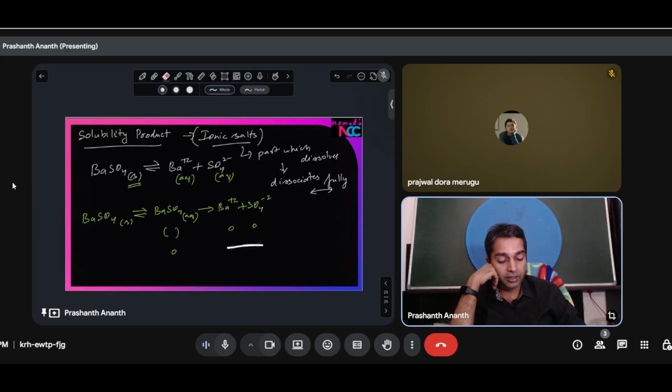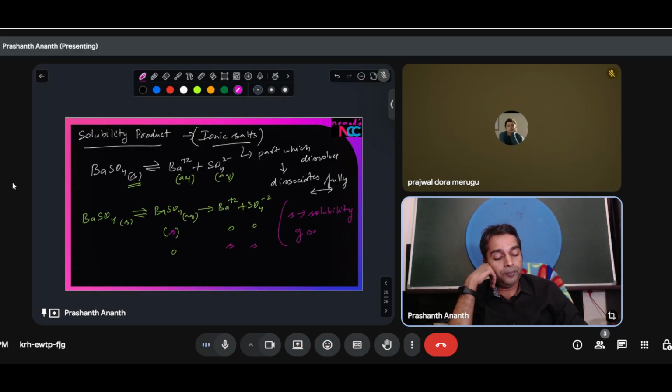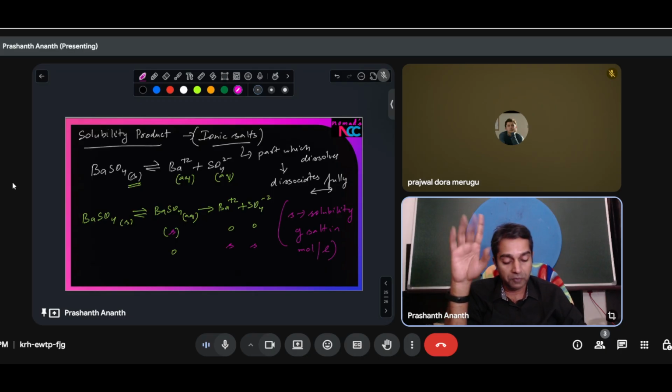Because solubility is going to be something which is what we are looking at over here. So we'll use a new term S, which is going to be defined as solubility of salt in moles per liter. Okay, it is going to be moles per liter over here. That means moles of that salt which have dissolved in 1 liter of solution. That is what we are going to be taking.